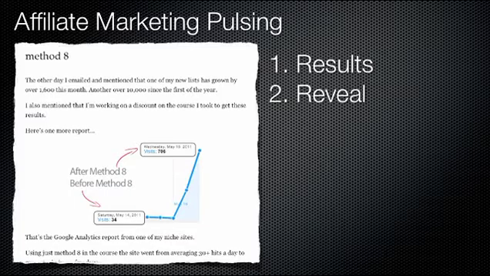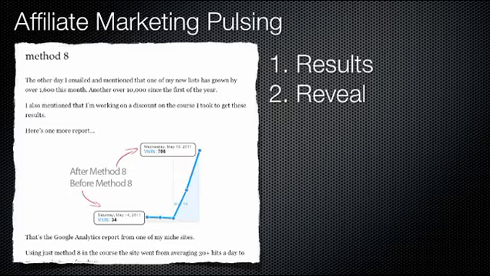Secondly is to reveal. Reveal something in the course. And the reveal does not mean that you show exactly how it was done. But the reveal, part of that is the results. And part of it could be some of the wording that you're using. Like the title of this post is Method 8. And then down here it says, using just Method 8 in the course, the site went from averaging 30 plus hits a day to, there you go, 708. So what's Method 8? Well, we don't know.